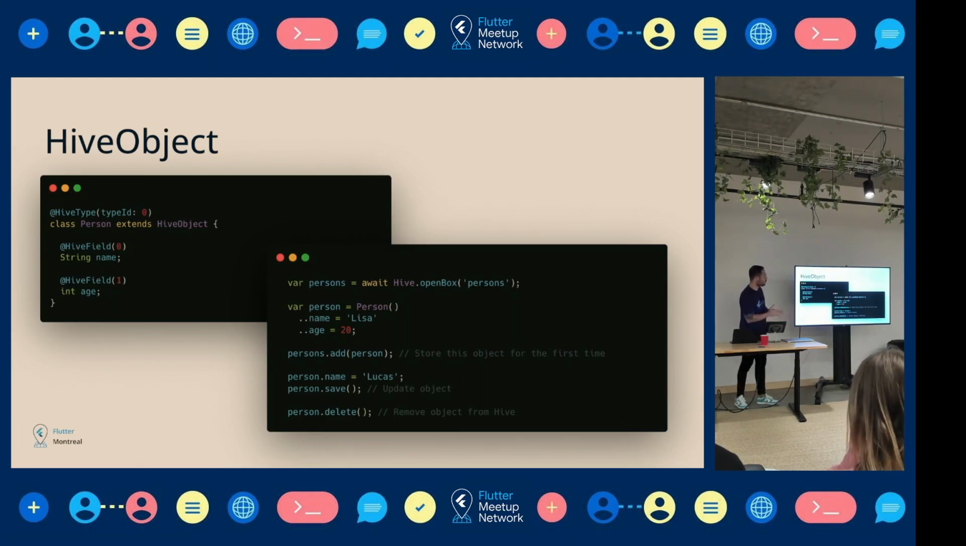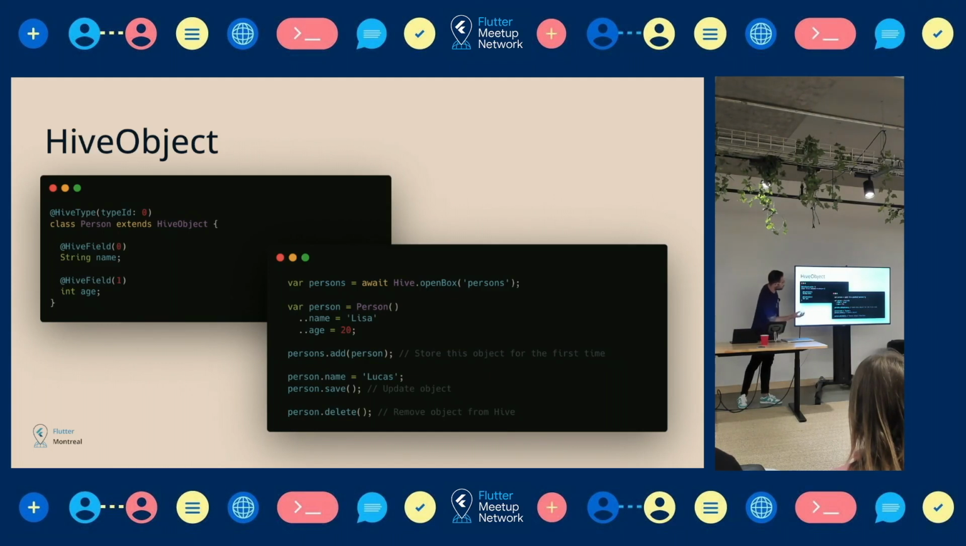It's really useful when you need, for example, to update data. For example, we can add our person in Hive, and after we just need to call the save method on this object to save the data in Hive. And same thing for the delete method. We can just delete it.